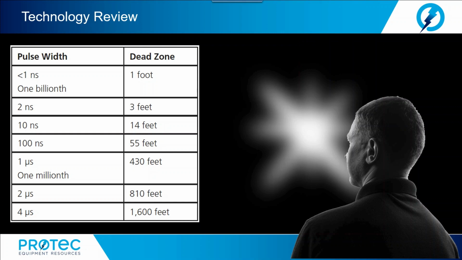The width of the pulse is sometimes referred to as the dead zone, the distance that the TDR is blind. Now, the table shown is a table that relates the typical dead zone at launch to the pulse width in communications coax cable. As we can see as a few examples, a 2 nanosecond pulse width would result in a 3-foot dead zone, or 3-foot blind area. A 100 nanosecond pulse width would result in a 55-foot dead zone.